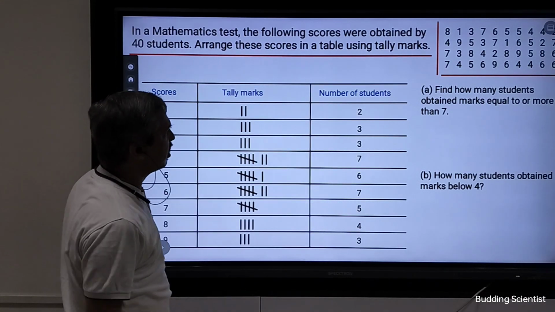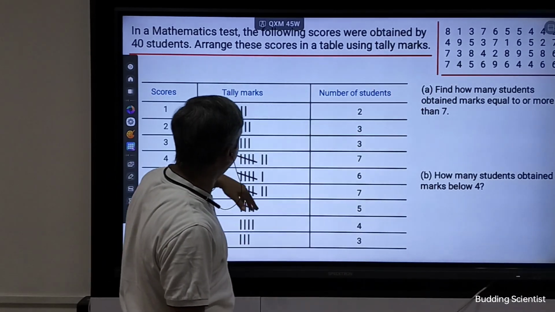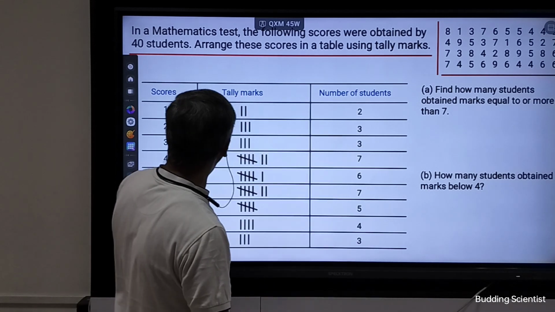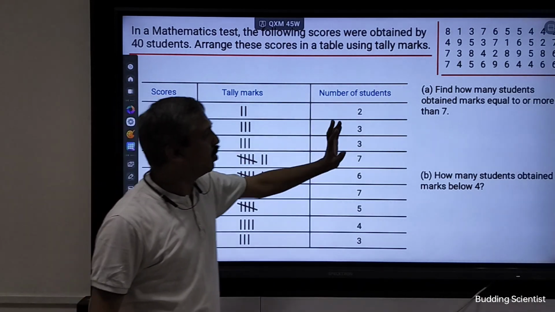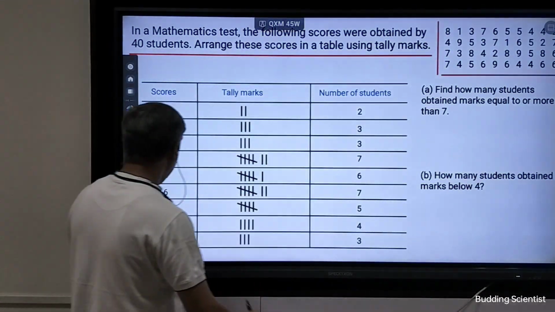In this question, we understand that by just checking the data and making the appropriate tally marks, we can write the number of students who have obtained these many scores. We can also solve some of the questions like this. The next problem.